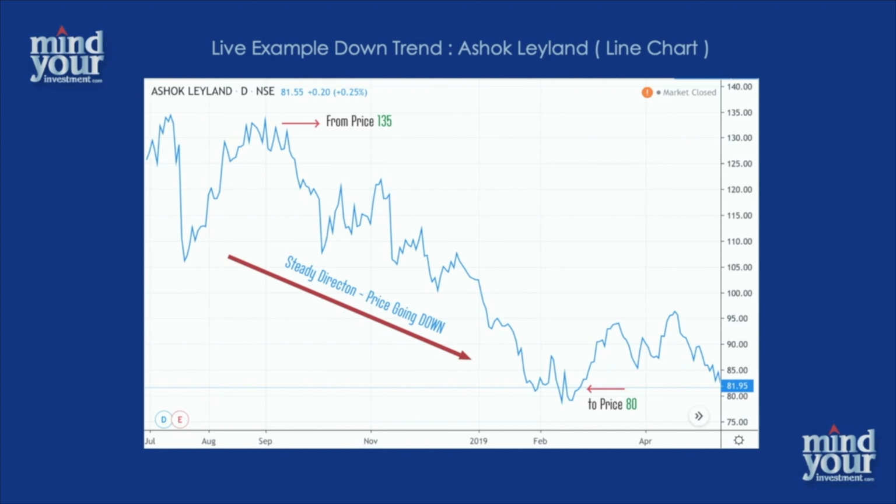Now this is a live example of Ashok Leyland and line chart. And here you'll see that the price of the share was at 135 and then the downtrend started and it fell down to a price of 80 levels.